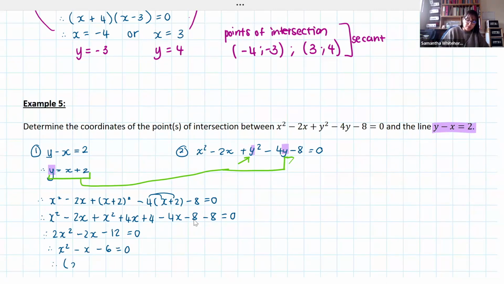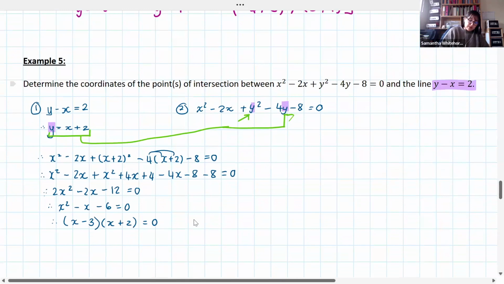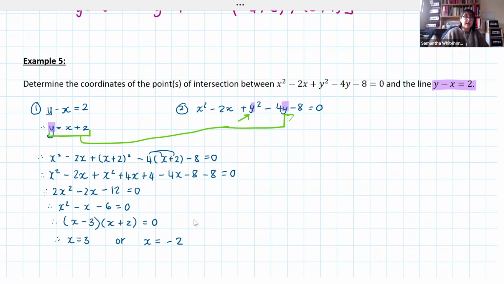Much easier trinomial to factorize. x minus 3, x plus 2. And so what that means is I know my x coordinates are at 3 or negative 2. Now remember, that's just the x coordinate. You still need the y coordinate. So we sub back in. Again, I would sub back into my linear. 3 plus 2 is 5, so y equals 5. Negative 2 plus 2 is 0, so y equals 0.